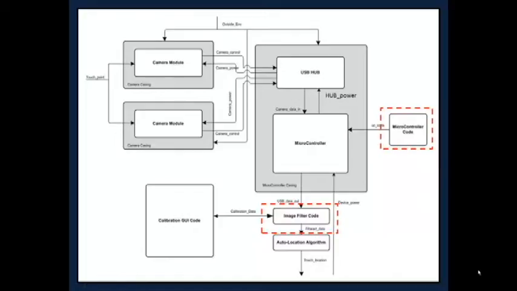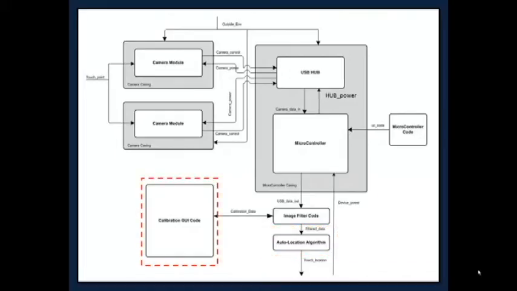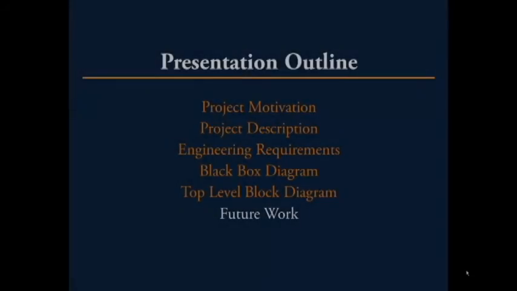The microcontroller code will be written in C. It will process and filter the camera data and convert it to data to be transmitted over USB with all the unnecessary information stripped out. The filtered data will then be used by the auto location algorithm block to calculate the touch location. The calibration interface will interact with the filter code to ensure that the calculated touches are accurate.